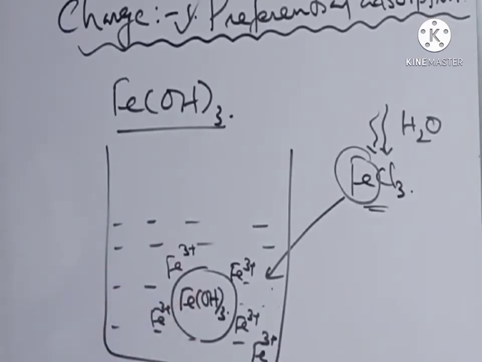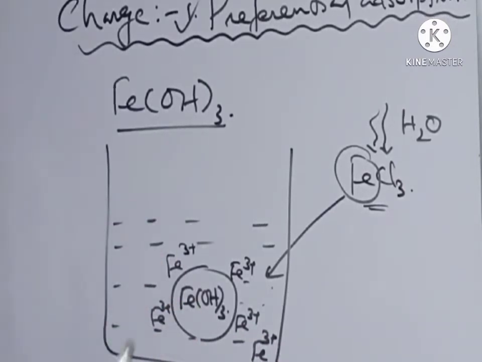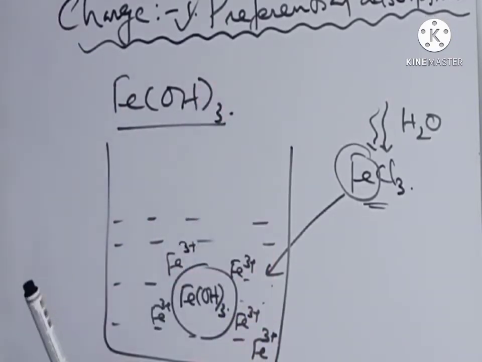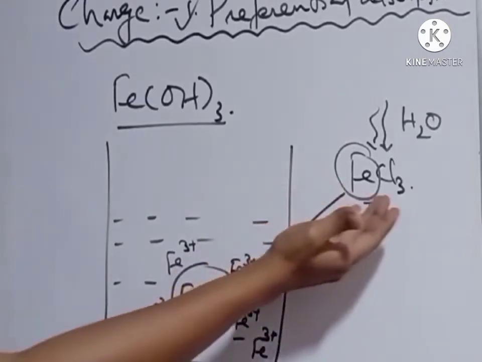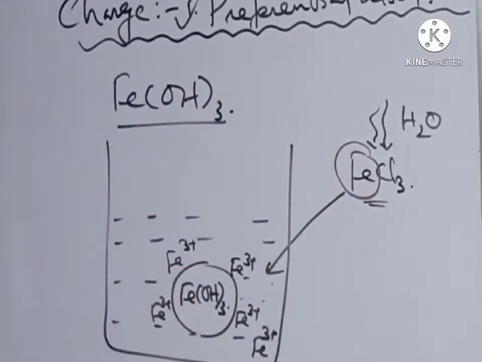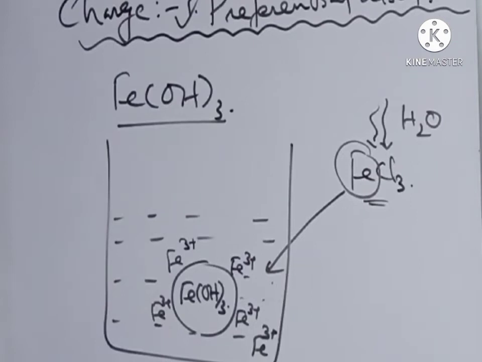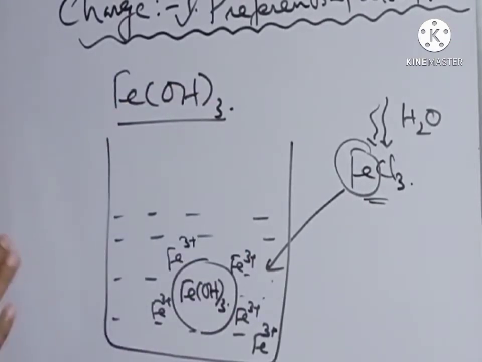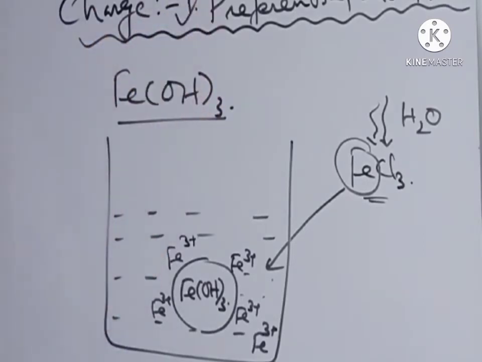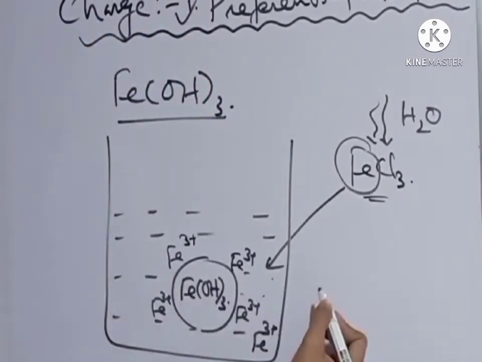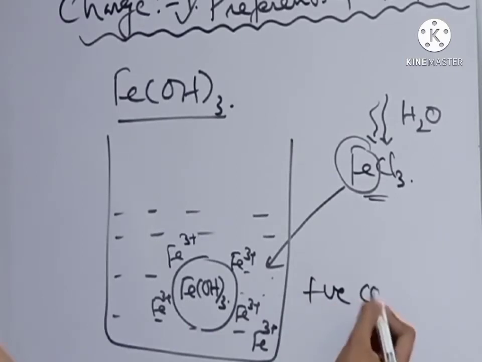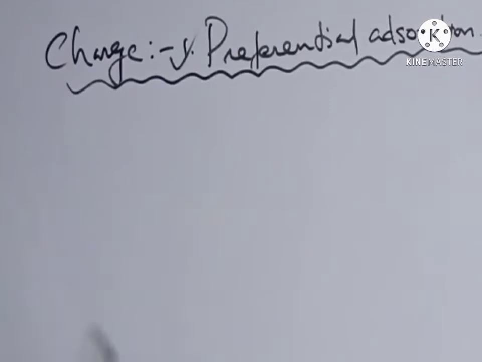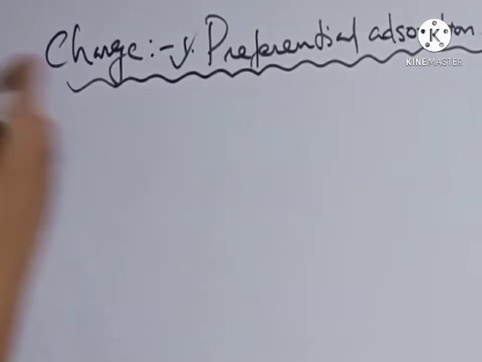Because ferric hydroxide shows affinity towards positively charged ions, and the positively charged ions present in this medium are Fe3+, from the trace amount of ferric chloride present in the medium. So that is why, due to this preferential adsorption, ferric hydroxide is categorized as a positive colloid.